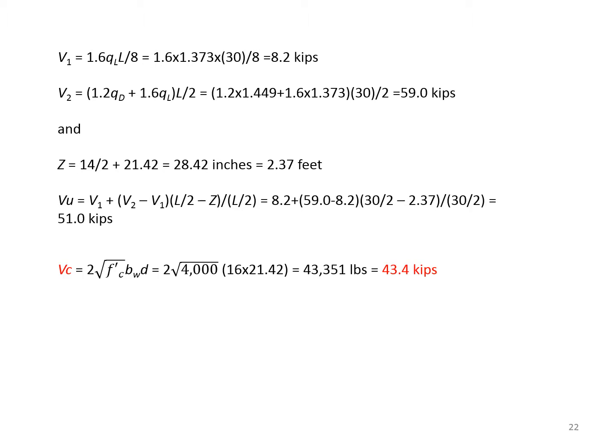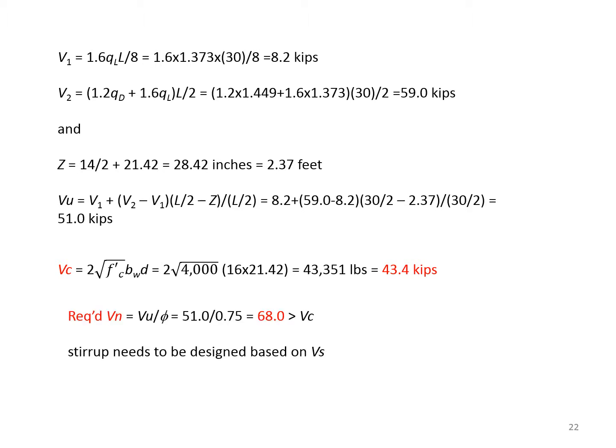Now we compare it with the capacity of the concrete section. Using the equation 2 square root of f prime sub C BWD, we notice that the capacity is 43.4 kPa, and that means since the required VU divided by phi, in other words the required Vn, which is VU divided by phi, is 68 and is larger than V sub C, therefore we need to design the stirrups based on V sub S.